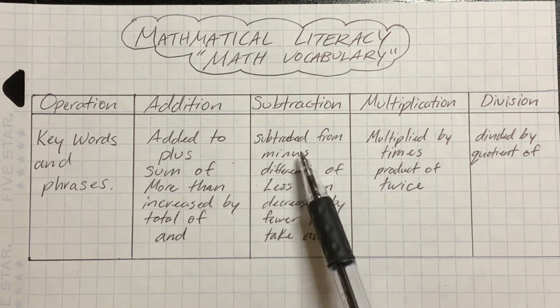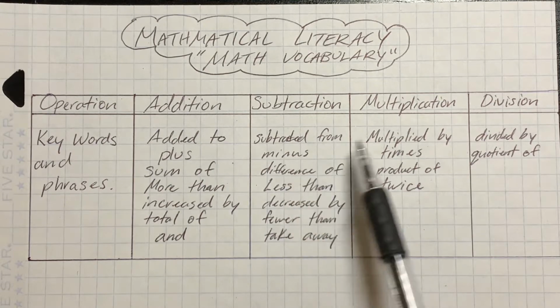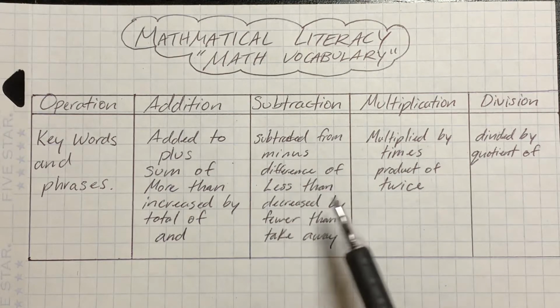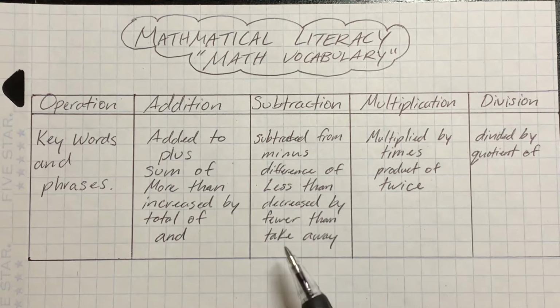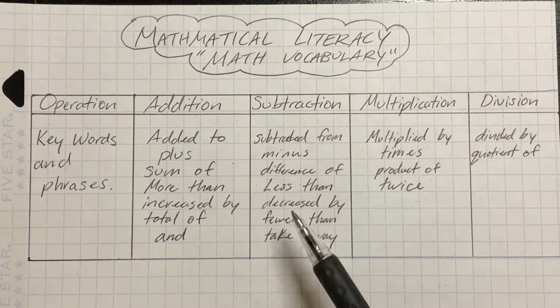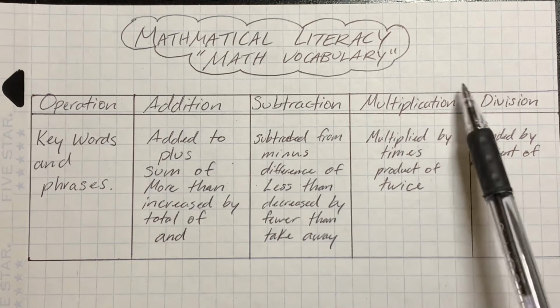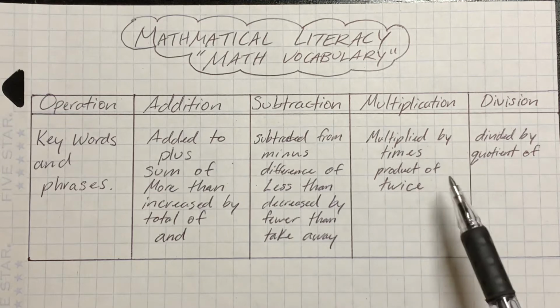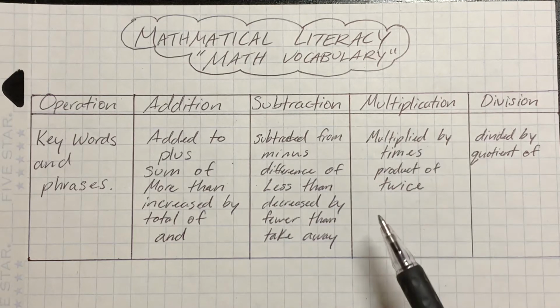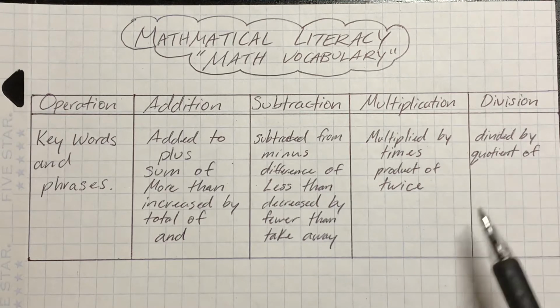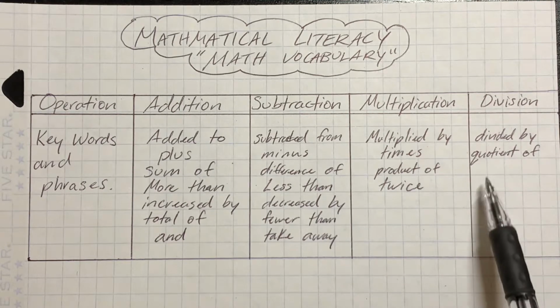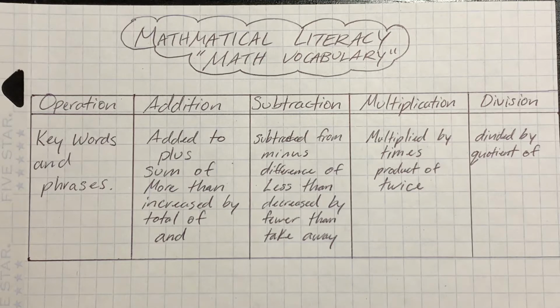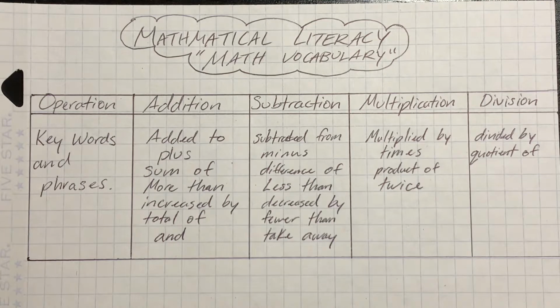Keywords and phrases for subtraction: subtracted from, minus, difference of, less than, decrease by, fewer than, take away all tell us to subtract. For multiplication: multiplied by, times, product of, and twice all tell us to multiply. And lastly, for division, the keywords and phrases that tell us to divide are divided by and quotient of. So make sure you take a picture of this or write these down, and let's go ahead and get started.